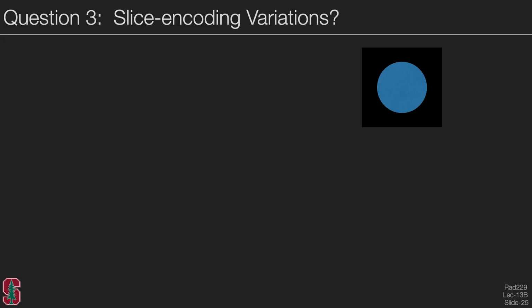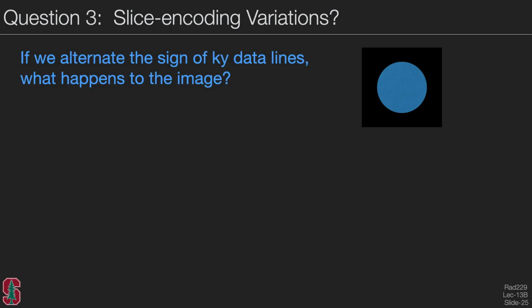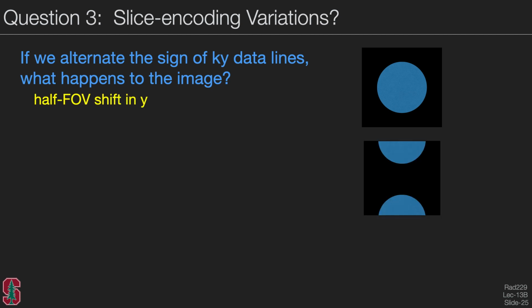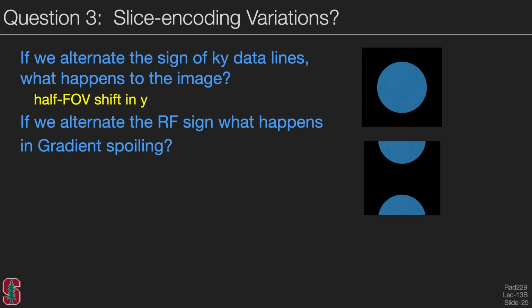So let's look at a question to study the effect of slice-encoding variations. If we alternate the sign of the KY data lines, what will happen to this image? The answer is we'll have a half field of view shift in Y that looks something like this. Now, if we alternate the sign of the RF pulse, what happens? First, in gradient spoiling, the answer is again we have a half field of view shift in Y. What happens in RF spoiled sequences?